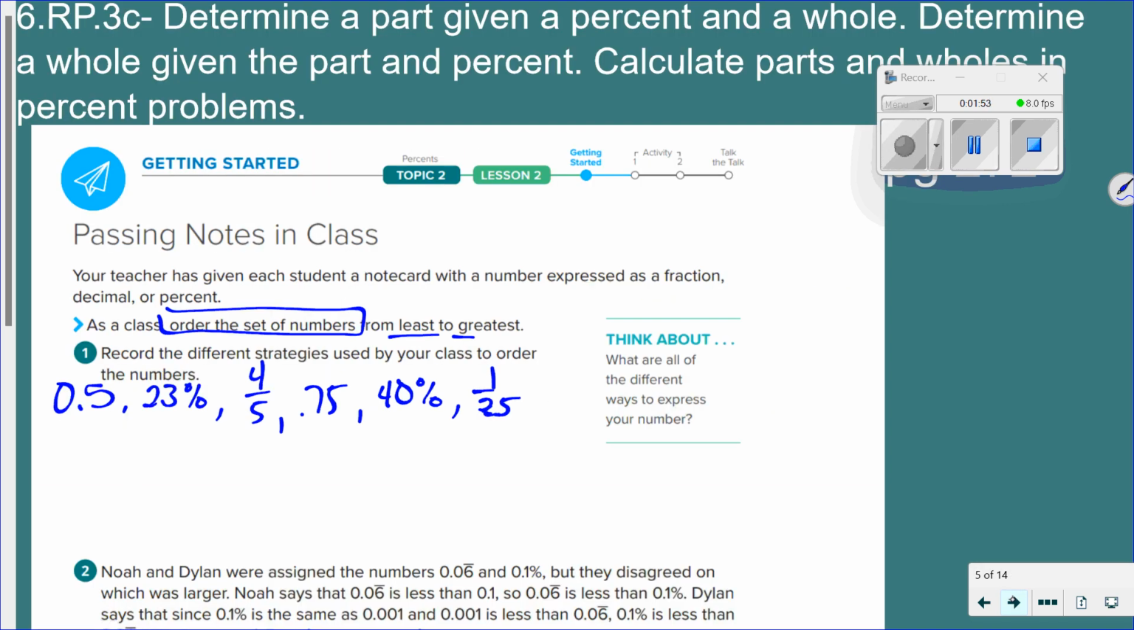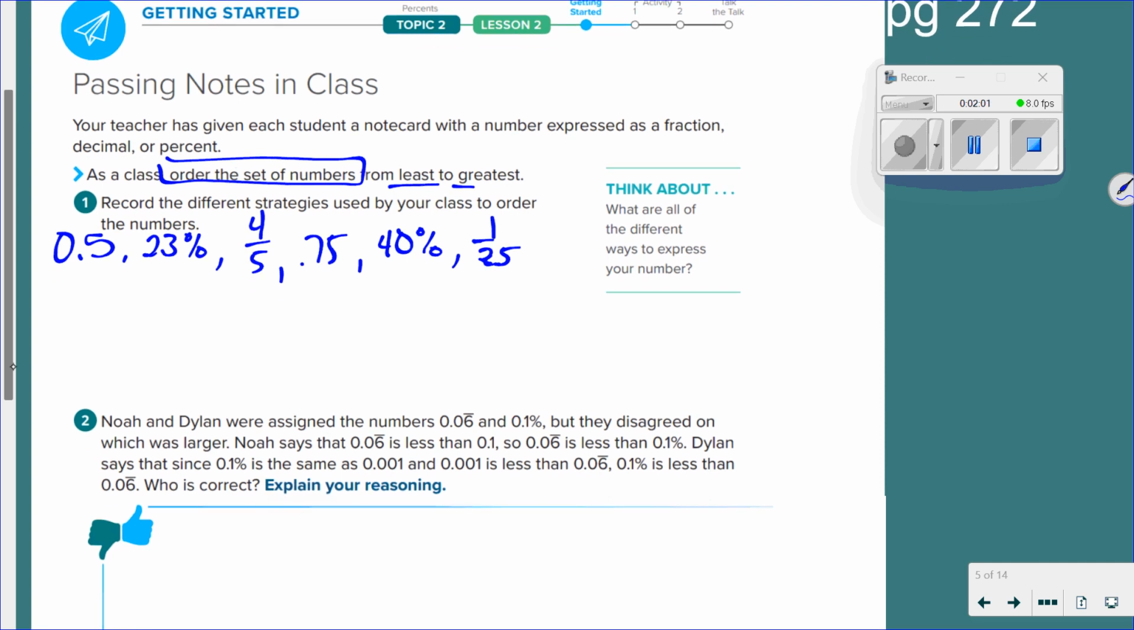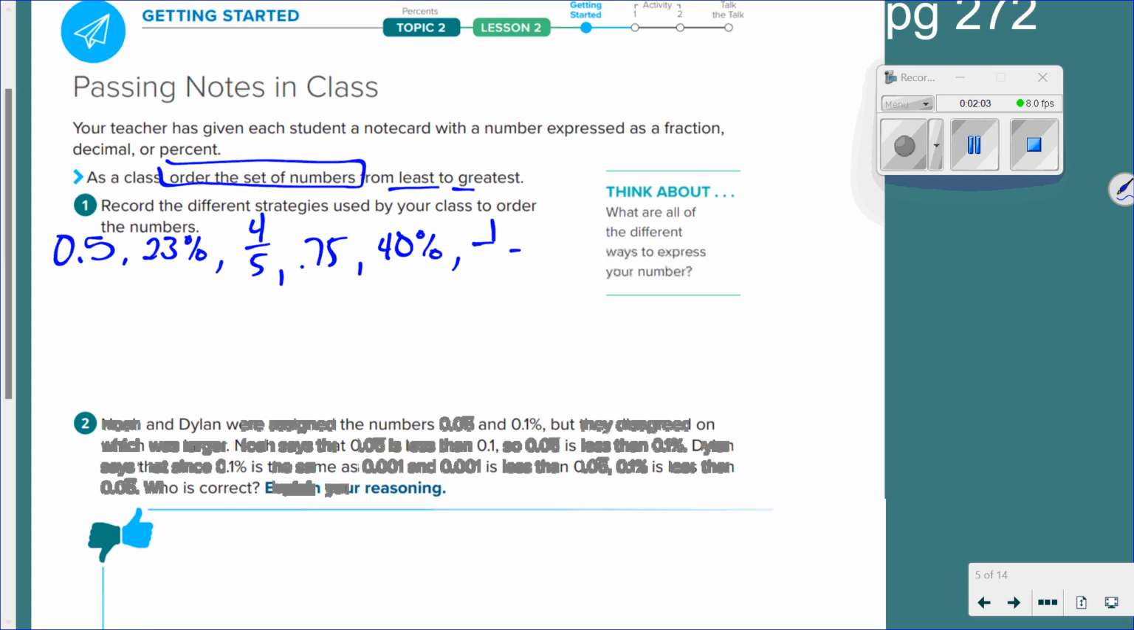Last class, we talked about how to convert between fractions, decimals, and percents. So now we are going to use that, and you are going to put these in order from least to greatest. It is your decision on how you want to do it, but make sure you have a strategy that you are using, and I'm going to give you about 4 minutes to put these in order. Any questions? Good. Go for it.